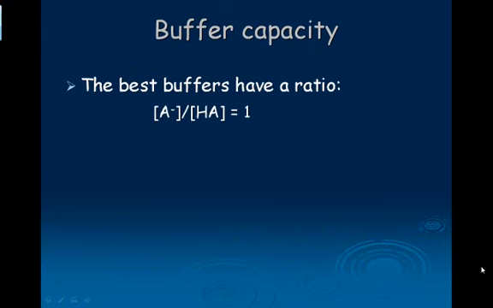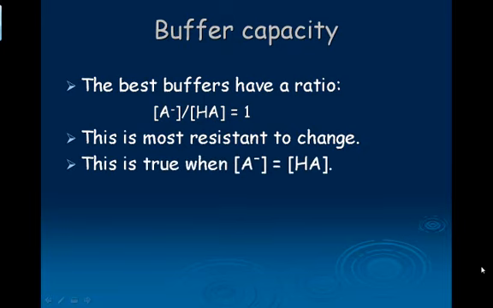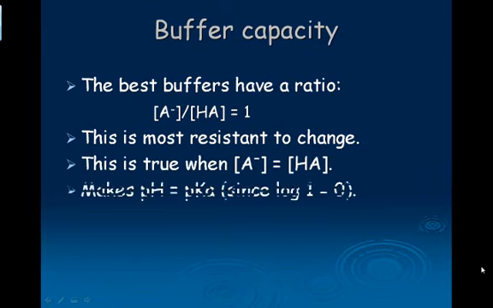The best buffers have a ratio of A minus to HA equal to 1, so they have the same amount of A minus as they do HA. This happens to be the situation where the buffer is most resistant to change. And this is true, of course, when the A minus is equal to the HA. In the Henderson-Hasselbalch equation, that would be when the pH equals the pKa, since the ratio A minus over HA equals 1, and the log of 1 goes to 0. So when the pH equals the pKa, this is the best possible buffer.